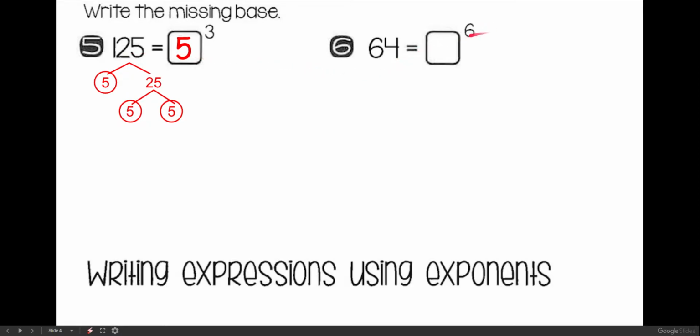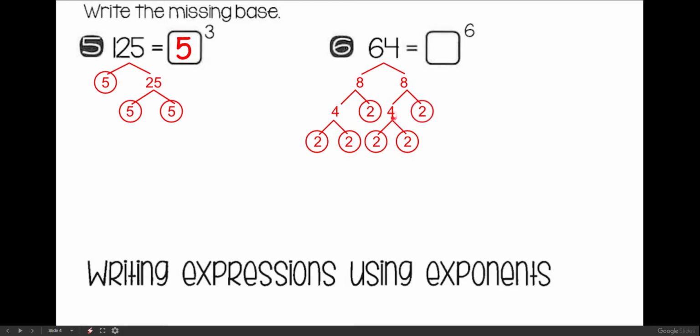What to the power of 6 is going to equal 64? Well, break 64 down. I break it down into 8 and 8. And 8 can be broken down into 4 and 2, and the other 8 can be broken down into 4 and 2 as well. And 4 can be broken down into 2 and 2, just like this one can be broken into 2 and 2. Now let's circle the factors at the bottom. 2 and 2 and 2 and 2 and 2 and 2.